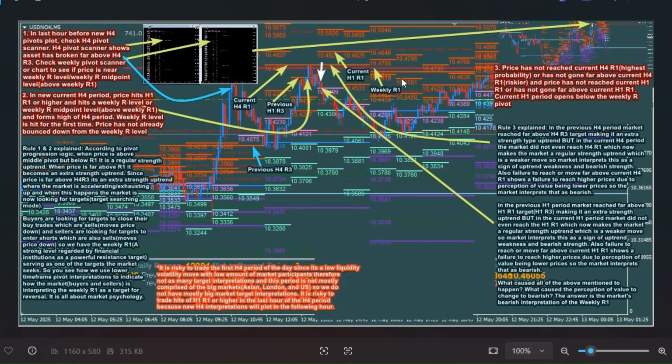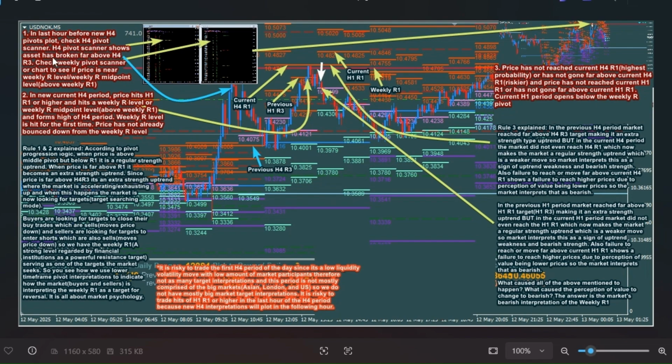Okay, so in this video, I want to go over the short trade rules for the 3 keys of value direction system. This is a screenshot of a short trade that I took on the USD NOK, and these are the rules overlaid on top of the screenshot, okay? Rule number 1: in the last hour before new H4 pivots plot, check the H4 pivot scanner.